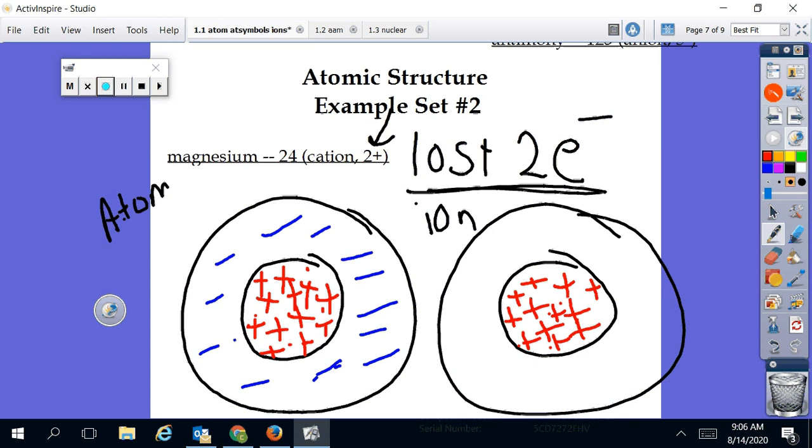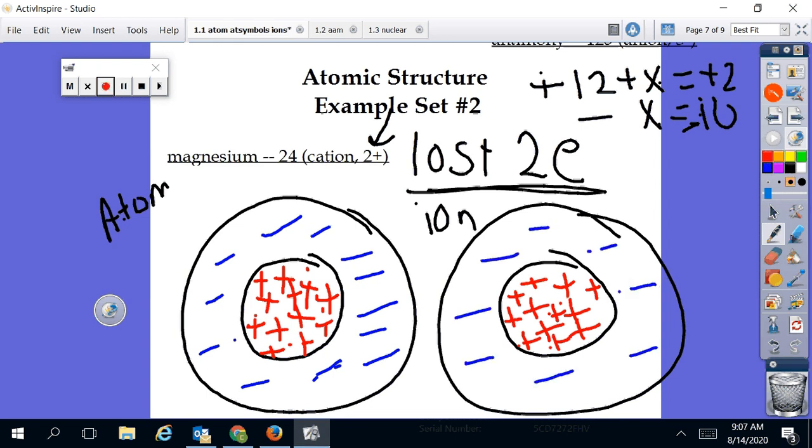If we want a +2 charge, how many electrons do we have to have? You can even do it as a little algebra problem, right? You've got +12 plus x equals +2, and if you solve for x, it's got to be 10. You have to have 10 electrons: 1, 2, 3, 4, 5, 6, 7, 8, 9, 10. So what you see here is that if it's a positive charge, you've lost 2 electrons. You've got to get that in your head: when you have a positive charge, you're losing electrons. When you have a negative charge, you're gaining electrons.